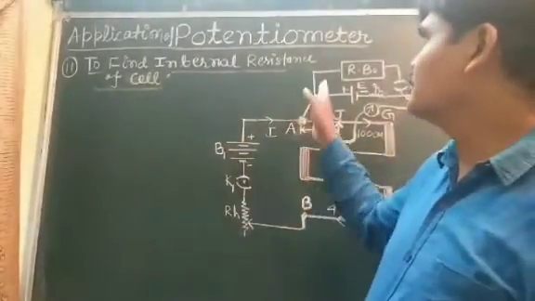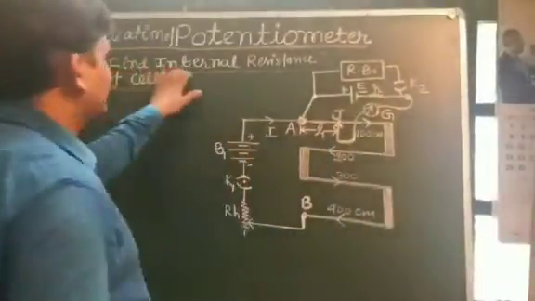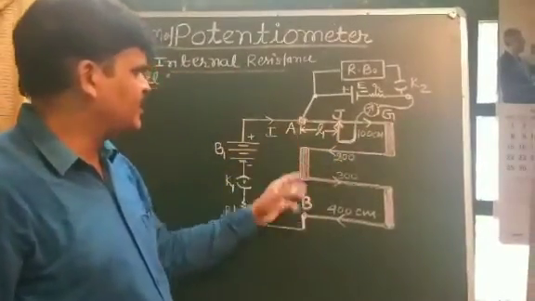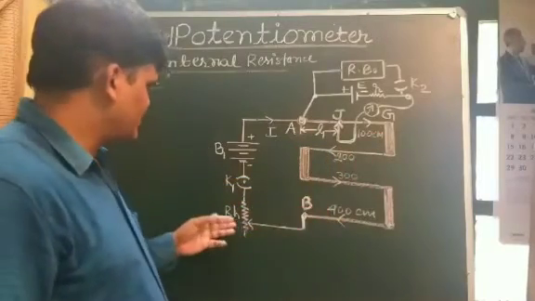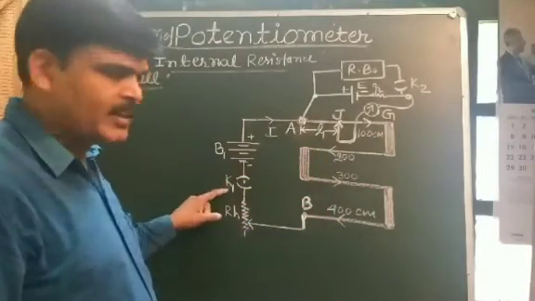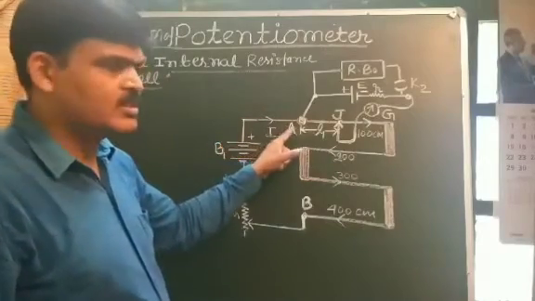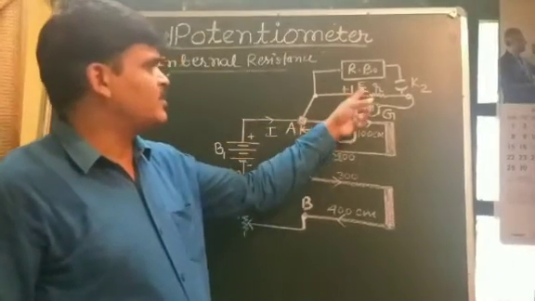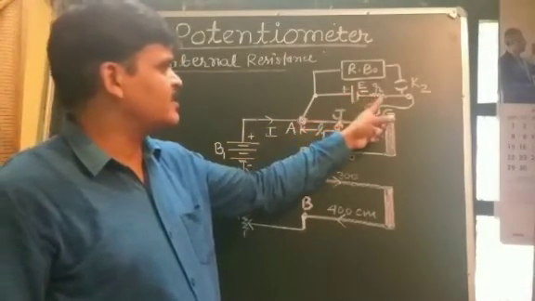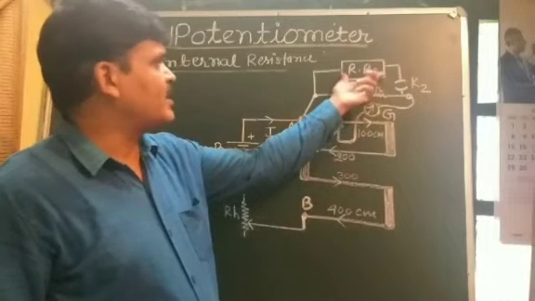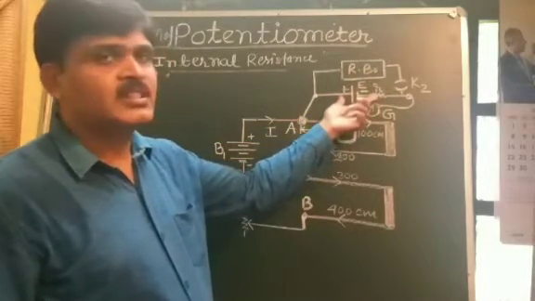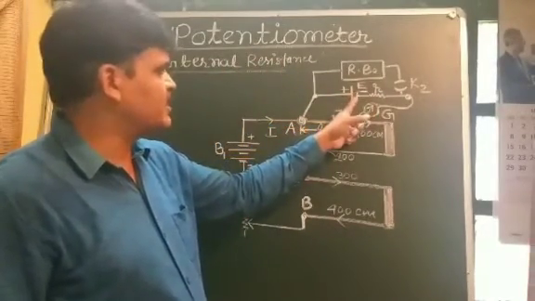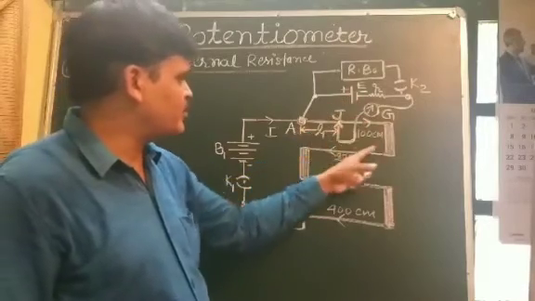The next application of the potentiometer is to find the internal resistance of a cell. The circuit doesn't change. A and B is the length of the potentiometer wire, and this is the rheostat. Key K1 and battery B1 send constant current into the potentiometer wire. Now a cell whose EMF is E and internal resistance is r, with a parallel resistance box, is connected. We have to find the internal resistance of this cell with the help of the potentiometer wire.